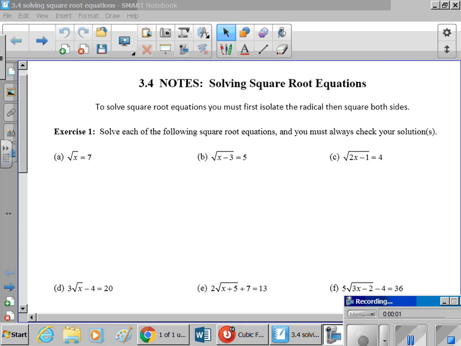Welcome back to Algebra 2. Today's lesson 3.4, solving square root equations. Well, I personally love doing these, so I hope you enjoy doing them as much as I do.